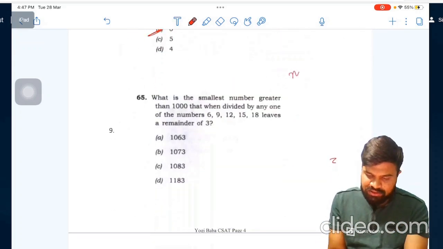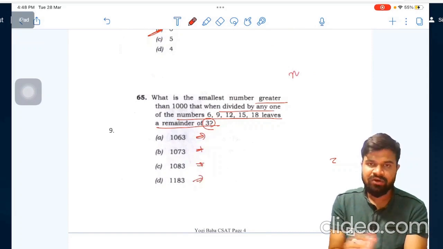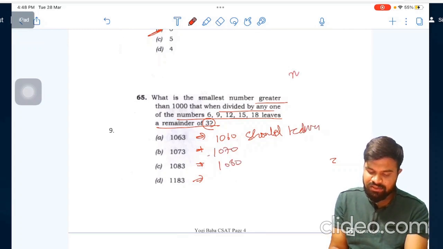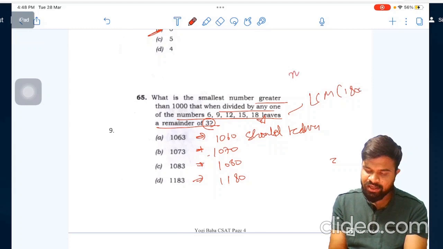Okay, what is the smallest number greater than 1000 which, when divided by any other number, leaves a remainder of 3? So if there is a remainder of 3, what we do is say that if 1063 leaves a remainder of 3 on division by any number, then 1060 should be divisible. Similarly, 1070, 1080, 1180. Now there are many ways to do this. Either you can just go for the LCM, which in this case will be 180. So the number should be divisible by the LCM, that is one case. Otherwise, individually this number should divide them.